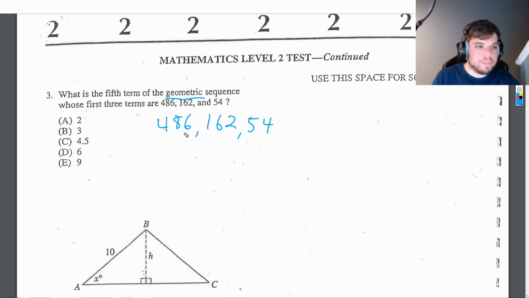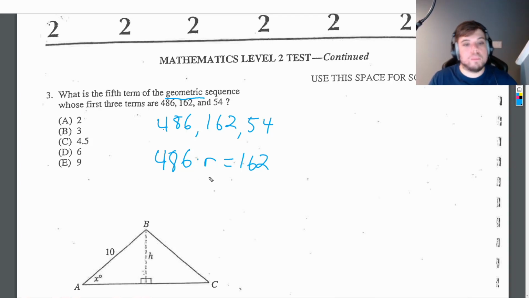Then we are doing something to 486 to get it to 162. We're dividing it, or multiplying. You could think of it as multiplication or division, but you're multiplying it by some number r, the common ratio, and that's going to give you 162. We can figure out what r is by simply dividing 162 by 486. So let's do that right now. You should use a calculator. Take advantage of your calculator since you have it. 162 divided by 486 is 0.3 repeating. So that means that r is equal to 1/3. We can verify that by noticing that 162 is 54 times 3.